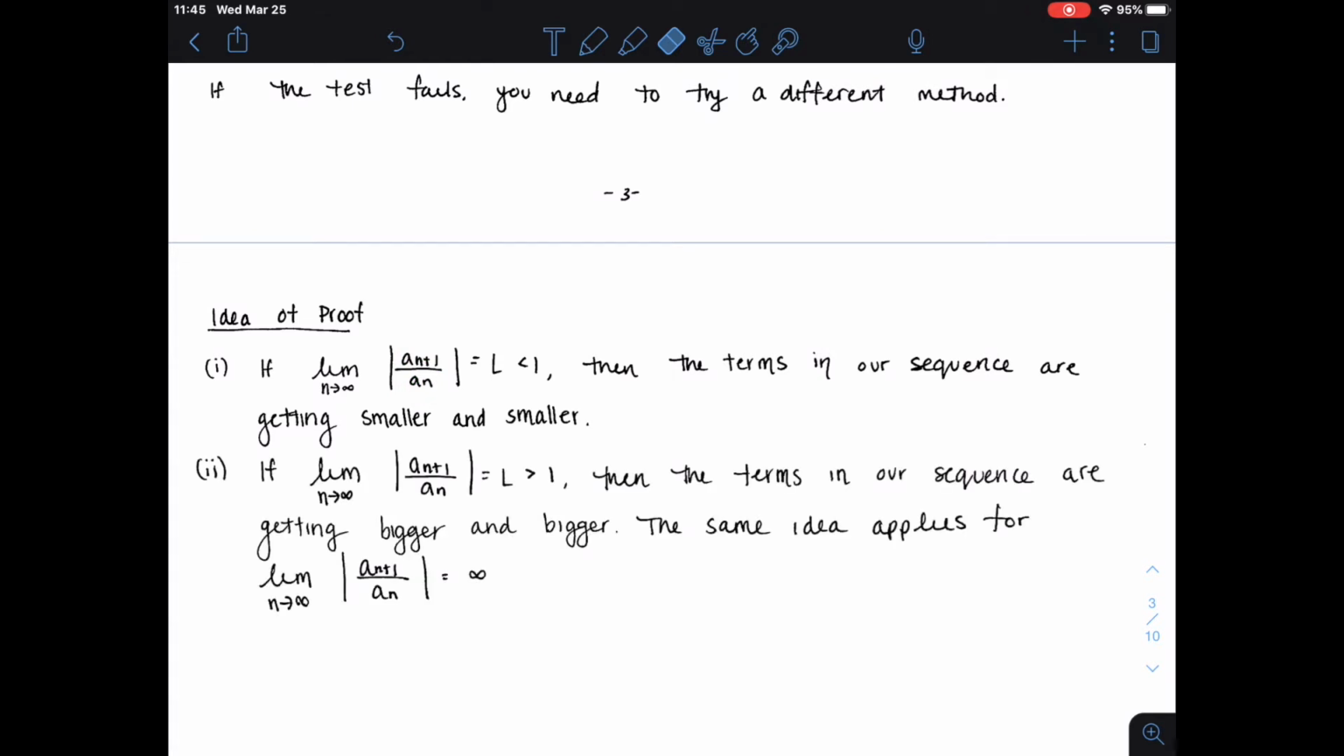In the case that the limit equals L, which is bigger than 1, that would mean the n plus 1 term is bigger than the term before it. So these are just getting bigger and bigger. So it's not going to end up being something convergent. You're going to sum up something over and over again, and something non-zero. And the same idea applies if this limit equals infinity. Then those terms are just excessively getting bigger.